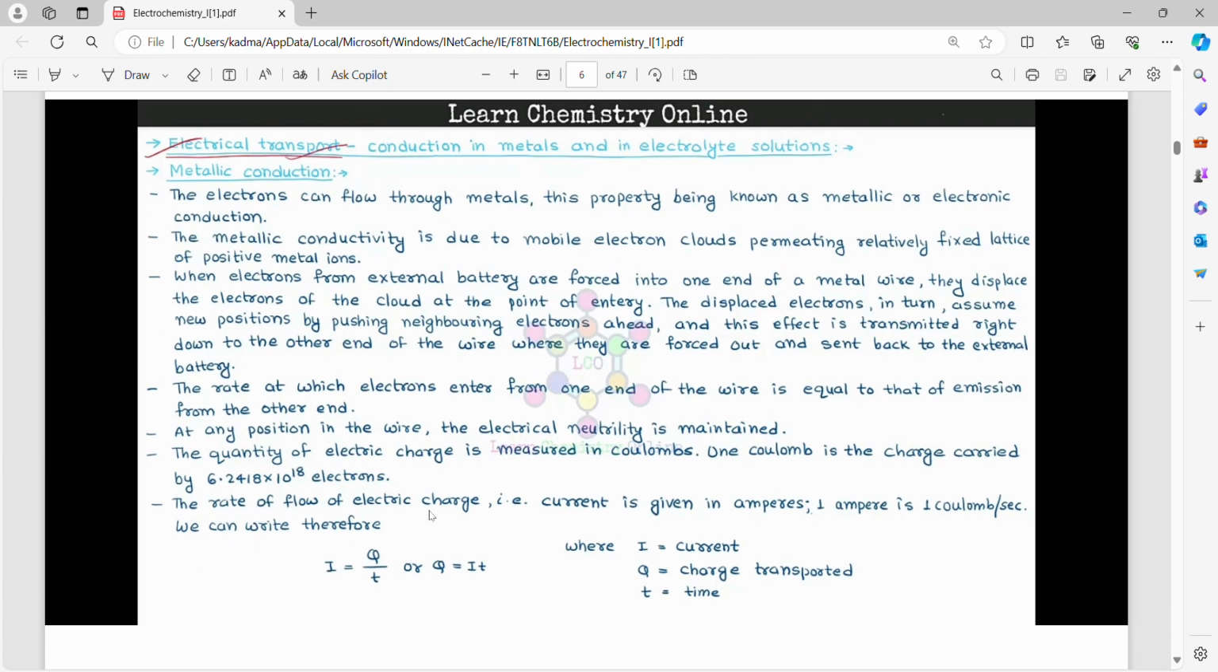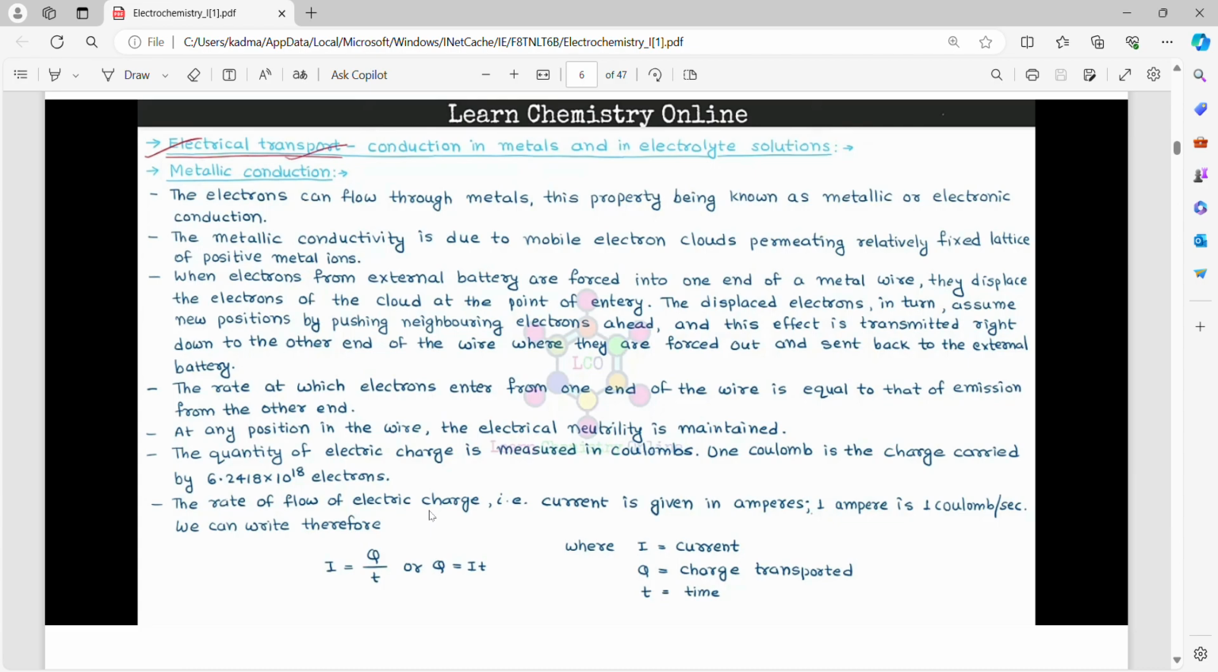Electrical transport: conduction in metals and in electrolytic solution. Metallic conduction: electrons can flow through metals, this property being known as metallic or electronic conduction. The metallic conductivity is due to the mobile electron clouds permeating a relatively fixed lattice of positive metal ions. When electrons from an external battery are forced into one end of a metal wire, they displace the electrons of the cloud at the point of entry.